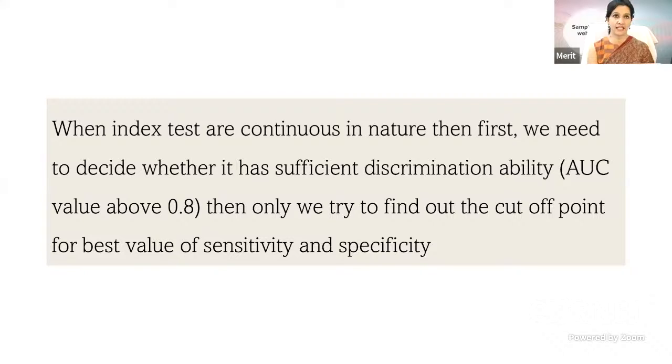When the index tests are continuous in nature, first we need to decide whether this diagnostic test has sufficient discrimination or not. So if the AUC is more than 0.7, only then will we try to find the cutoff point for the best value of sensitivity and specificity. Because for every cutoff, there is a sensitivity and specificity.